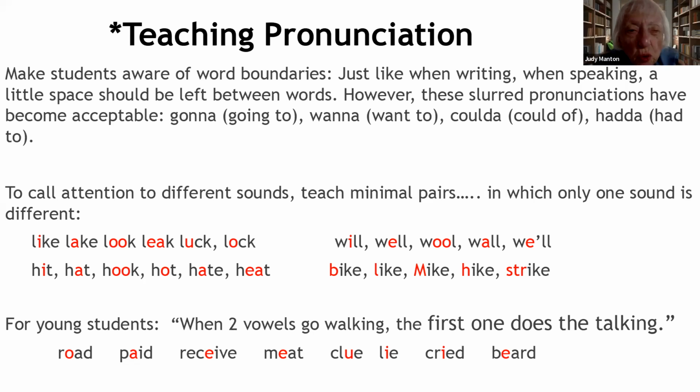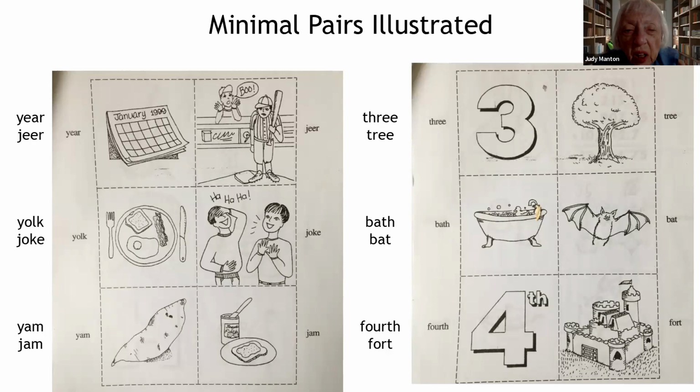And here are some illustrations of minimal pairs. So in year and jeer, you see the only one letter different makes one sound different. Three and tree. Yoke and joke. Bath and bat. Yam, jam. Fourth, fort.